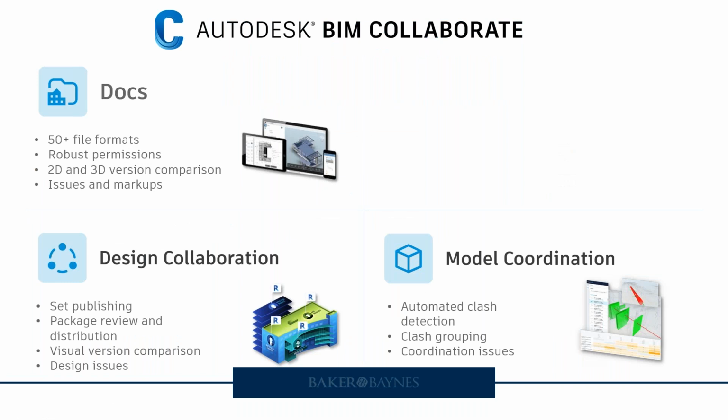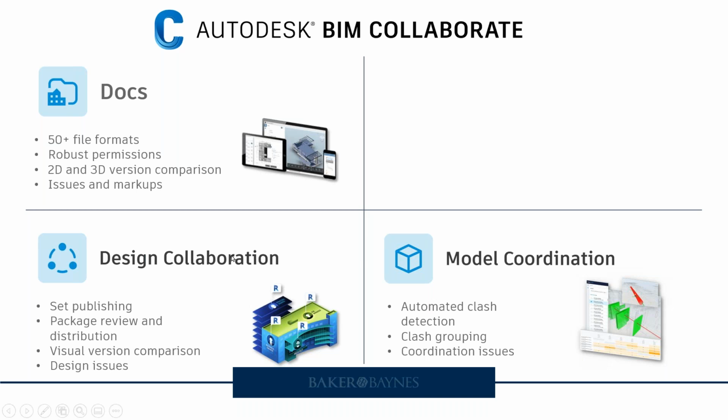Now, Autodesk BIM Collaborate. Let's break it down into the three aspects of it. So Docs: we have our Autodesk Docs, issues, markups, file formats, everything around document management. We have design collaboration. So you can set your publishing, say every Friday I want to publish to the rest of the consultants. You can review your packages and distributions, look at design issues, compare different versions. Great aspect here, model coordination, automatic clash detection. You can group your clashes and you can address all of those coordination issues.